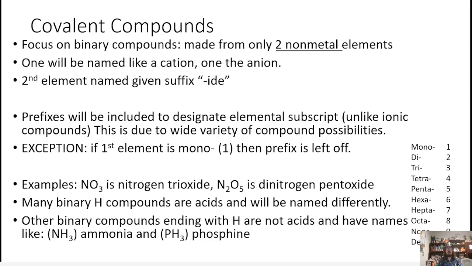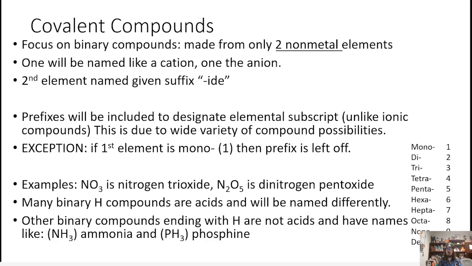Now, we're going to give a prefix for both the cation and the anion. However, if the first element, the cation, is 1, we're going to assume it's 1 and leave that prefix off. So we're always going to assume the first guy is 1 unless otherwise specified. But the second element must always contain a prefix in these binary compounds.